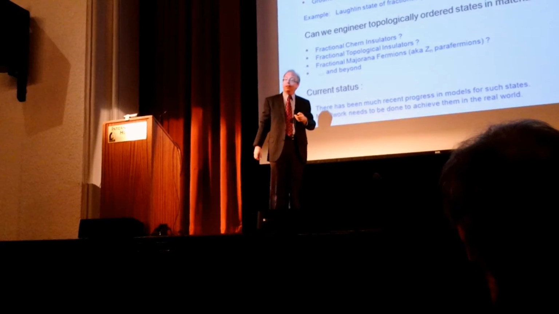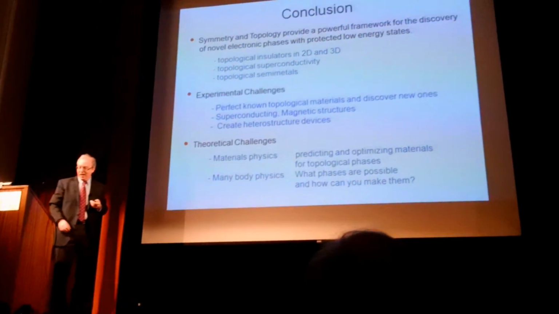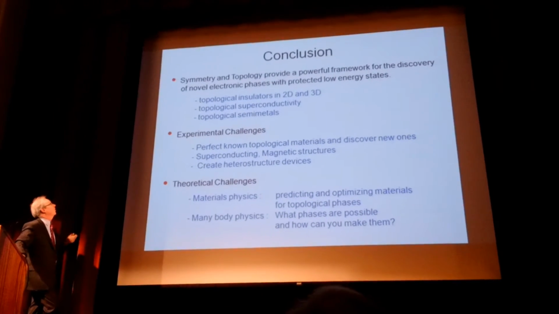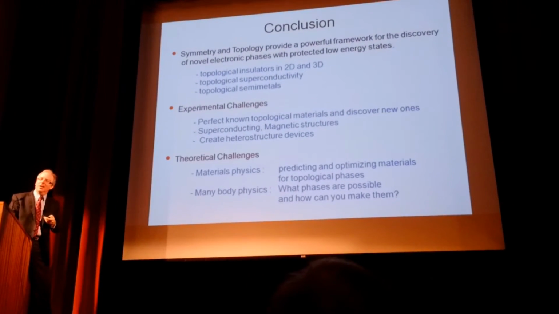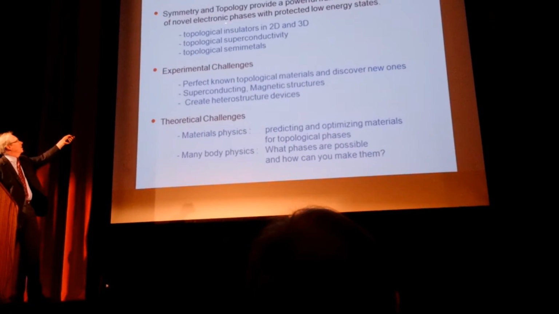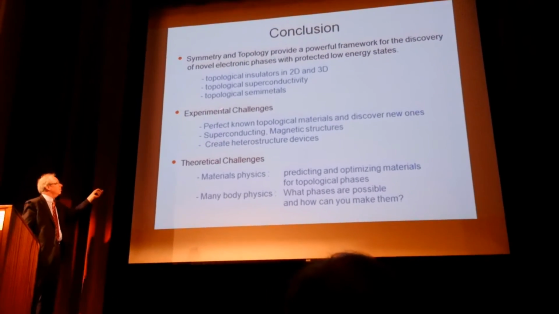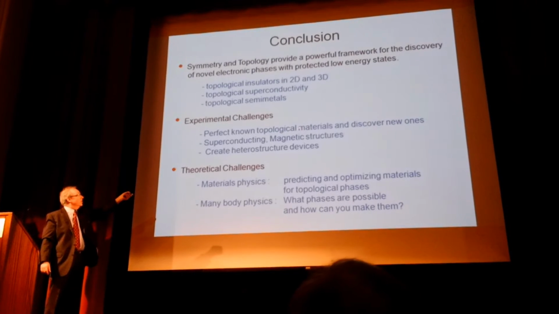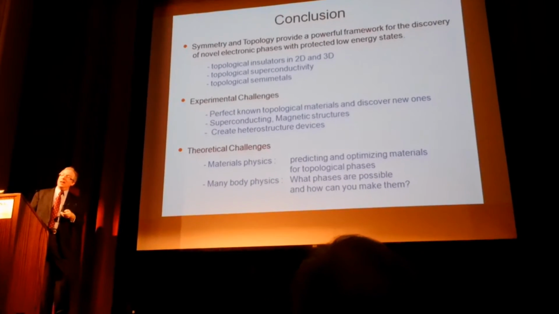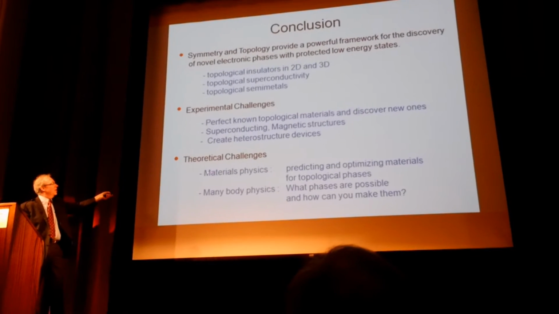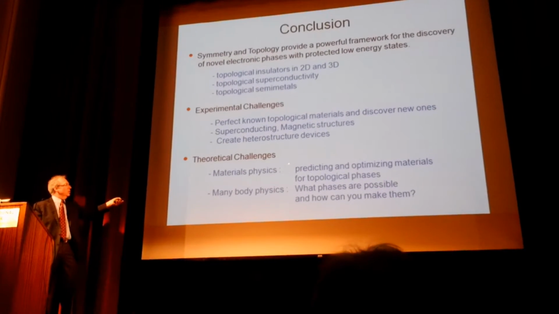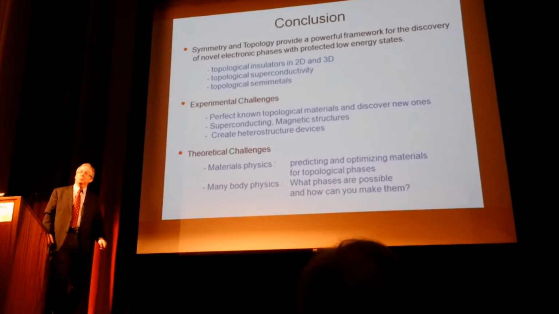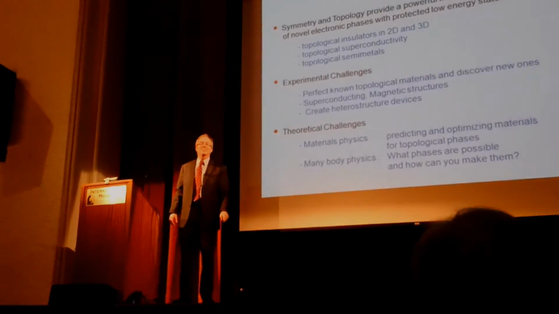Okay, so I'd like to, with that, finish up and just conclude with the idea that symmetry and topology provide a very powerful framework for understanding some very novel electronic states of matter. I told you about the topological insulators, superconductors, semimetals. So there are many challenges for our field. Perfecting the known materials, discovering new ones, and in terms of theory, we want to be able to figure out how to protect and optimize these materials and understand exactly what's possible. So I'd like to thank you very much.